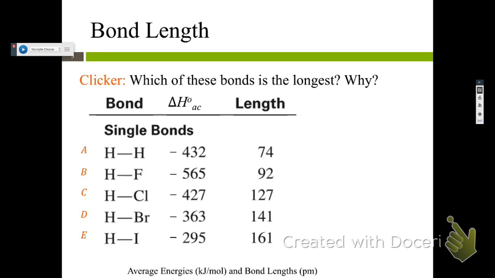Why might we have gotten the shortest bond wrong? Talk to your neighbor for a second. Why might we have guessed that B was the shortest bond, but it's actually A that is the shortest of these two? What additional factor besides bond strength do we need to think about when we're thinking about bond length?